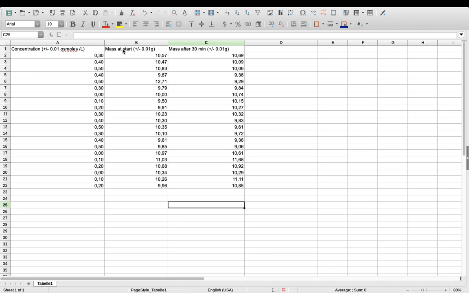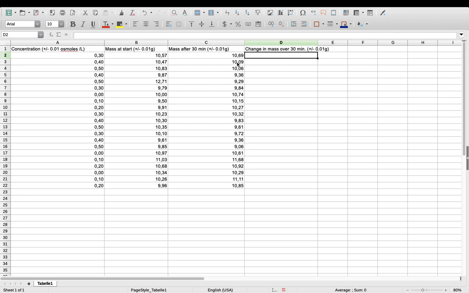Okay, so I have the mass at the beginning and the mass at the end, and what I really want to find out is the change in mass. So I'm going to make a new column here. Change in mass over 30 minutes. Again, plus or minus 0.01 grams. The measurement uncertainty and units are the same because that's what I'm using to calculate it.